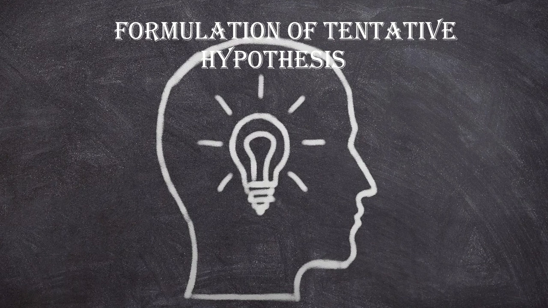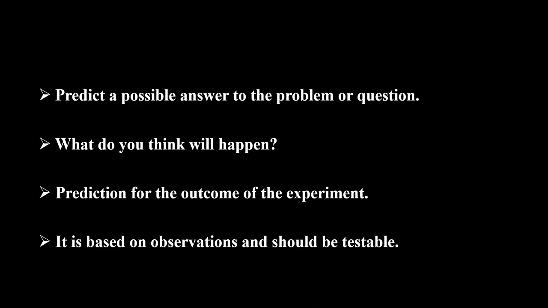What do you mean by hypothesis? Hypotheses are our prediction for the outcome of the experiment. What do you think will happen? When we are conducting an experiment, we predict that the outcome of this experiment may be this or that. That prediction is known as hypothesis. It's a possible answer to the problem or question. The important aspect of hypothesis is that it is based on the observations and should be testable.